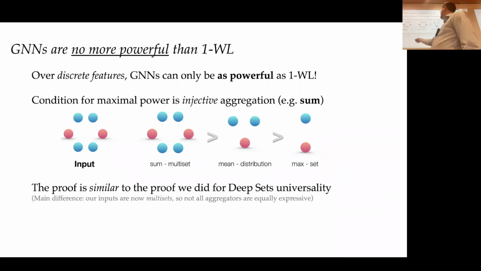And in fact, the way in which you prove this is very similar to the proof you do to show that deep sets are universal. The main difference is that now inputs are no longer sets, they're multi-sets. So a feature can repeat itself. So you must be careful about which aggregator to use.